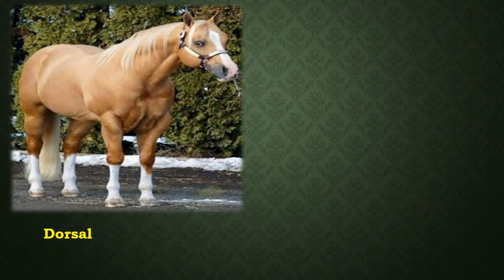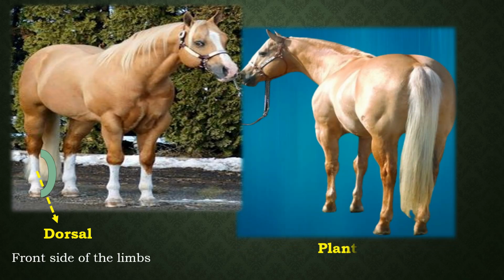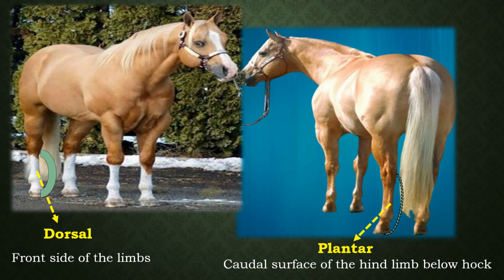As we mentioned earlier, when we use dorsal for the limbs, it describes or refers to the front side of both front and hind limbs. The opposite of dorsal that is only used for the hind limb is plantar. This refers to or describes the caudal surface of the hind limb below the hock joint.